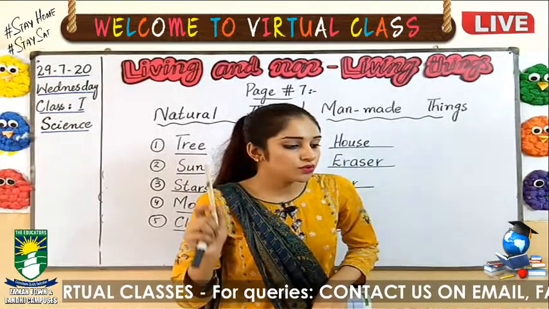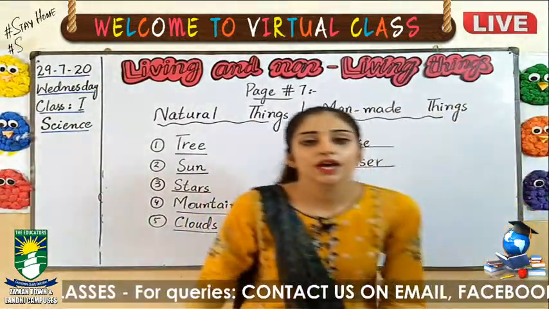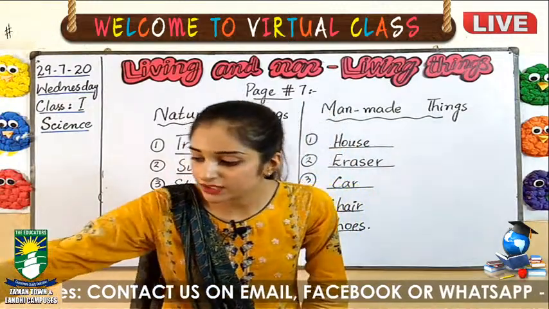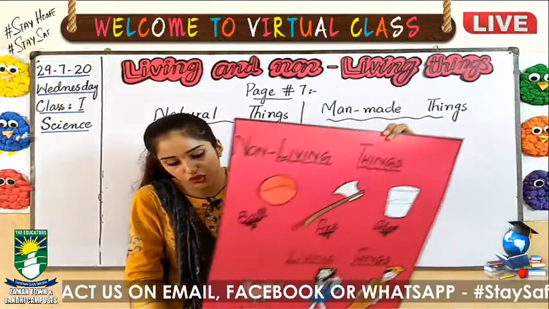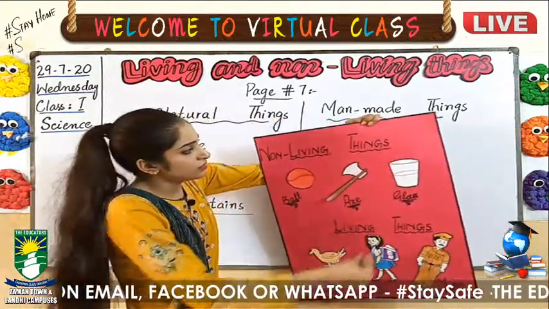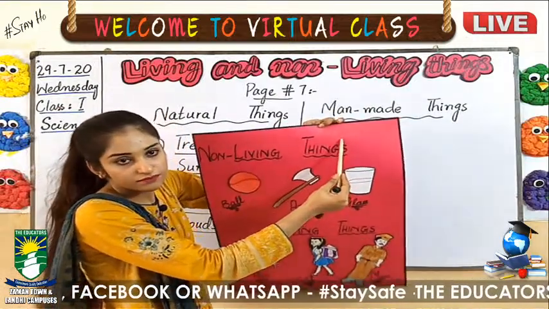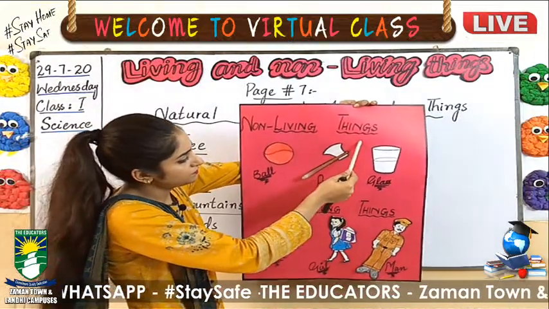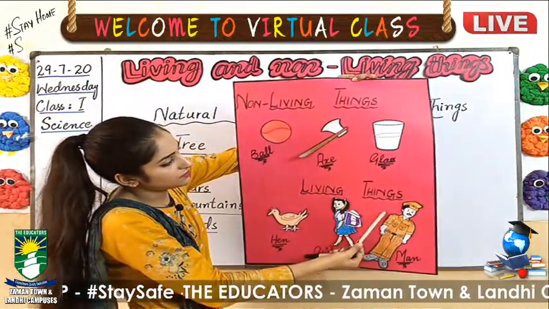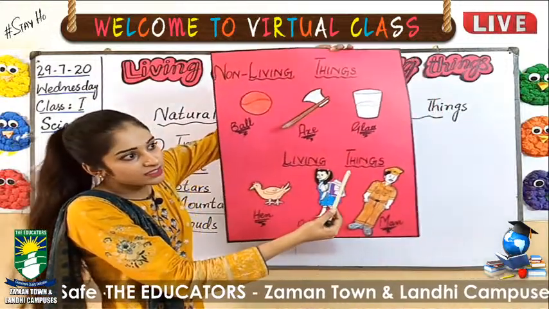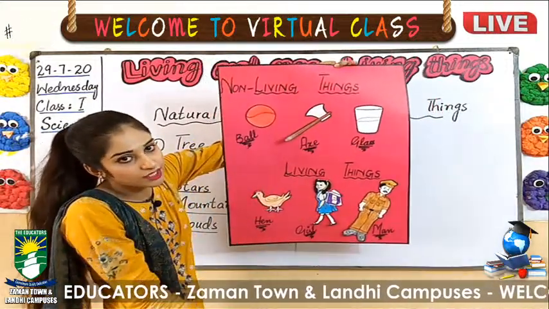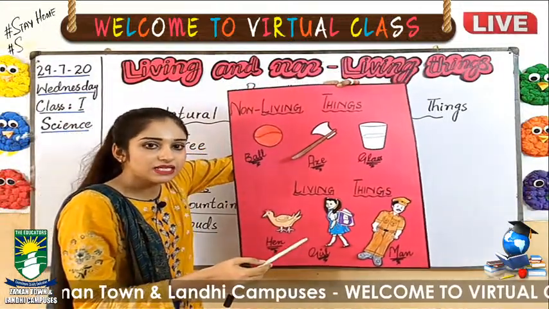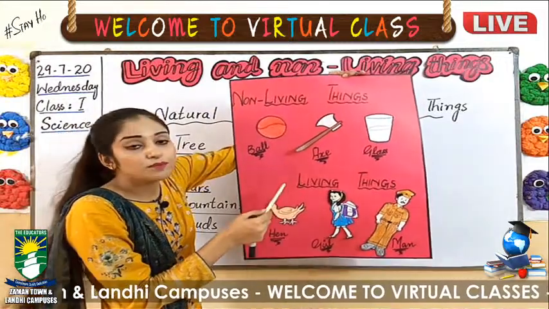Now I am going to show you one last thing. As you know, we have given you a science project. I am going to show you a sample of this project. This is how you can make a project. First of all, you must write your name and class. After that, you will show the heading non-living things and living things. Now you can paste the pictures, or you can draw the pictures, or you can cut the pictures from newspaper or magazines. It's up to you. It should be creative.